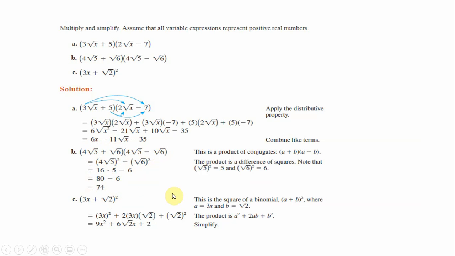Perfect square, the square of a binomial. Square the first one, 9x squared. Multiply the two together and double, so that would be 6x, 6 times the square root of 2x. And then square the last one, just gives me the plus 2.